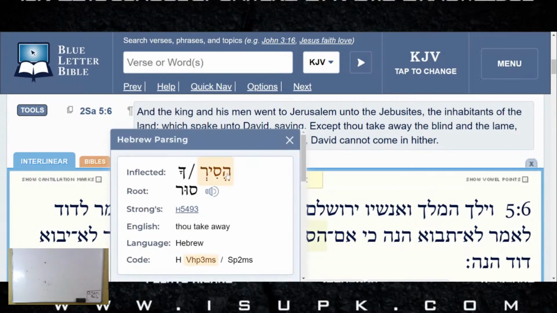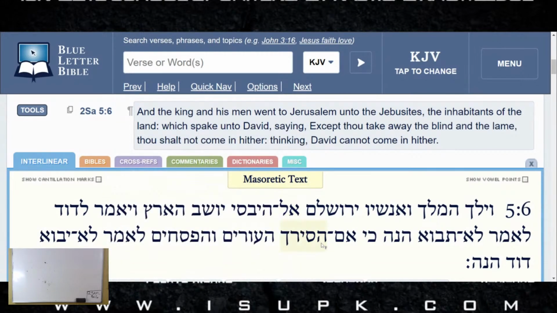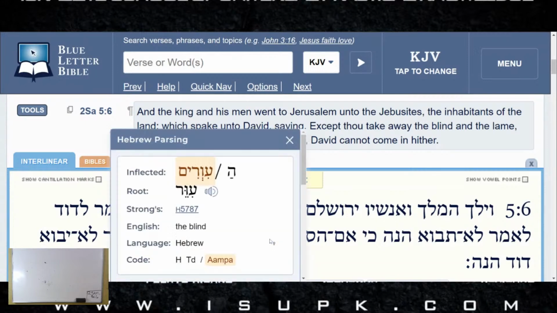Hasawar. Hasawar-ka comes from the root word sawar, the, and then ka at the end. So take away or put aside or turn aside or depart from. So you take away. So depart from you. Put aside you. Or turn aside you. Right? Except if you put away. Hasawar.